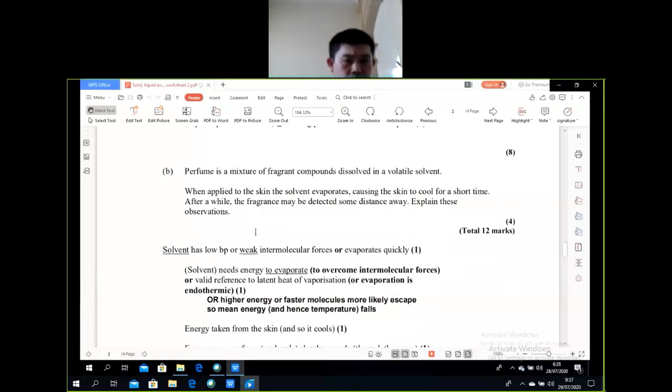And then B. Perfume is a mixture of fragrant compounds dissolved in volatile solvent. When applied to the skin, the solvent evaporates, causing the skin to cool for a short time. This one, what is the volatile solvent? It is alcohol. After a while, the fragrance may be detected some distance away. Explain these observations. The fragrance may be detected some distance away. It is called the diffusion process.